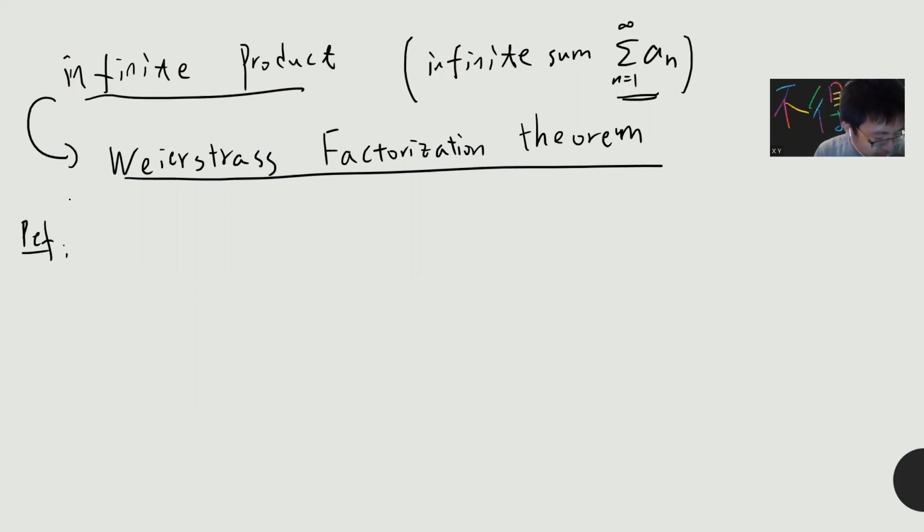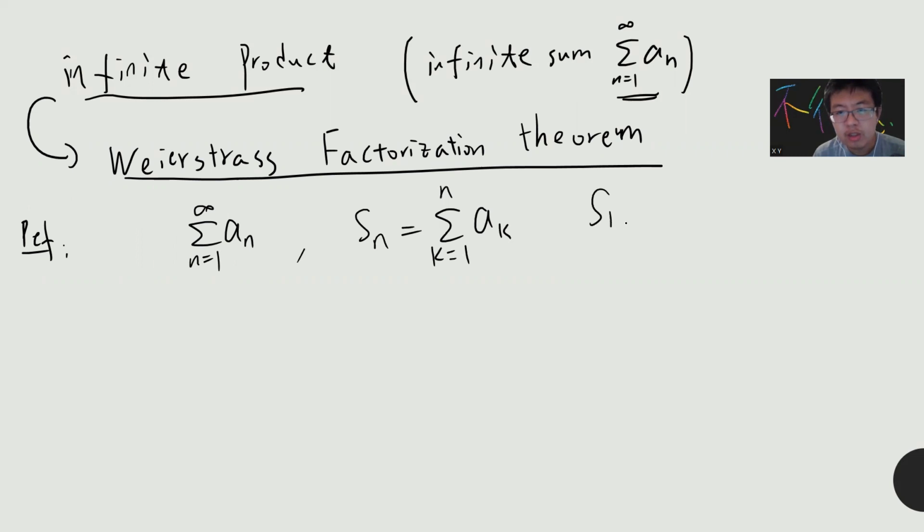Okay, so the definition. Remember how we define convergence for an infinite sum? We use the so-called partial sum. Usually people define Sn to be the sum of a_k, k from 1 to n. If Sn converges to S as n goes to infinity, then we say that the series converges. We do the same thing for infinite products. Any number I talk about in this video will be complex.